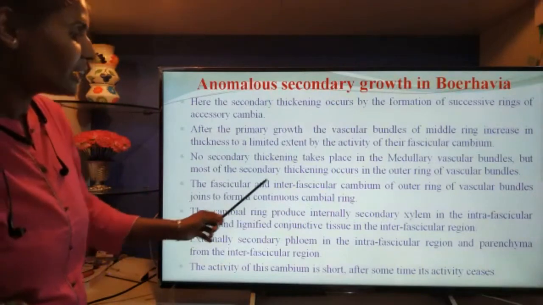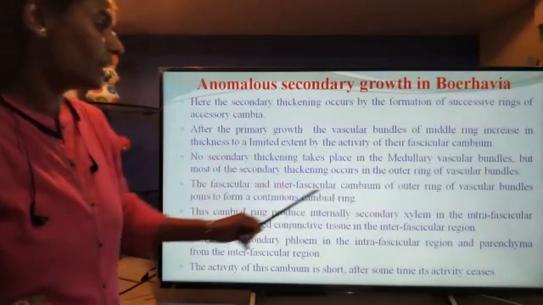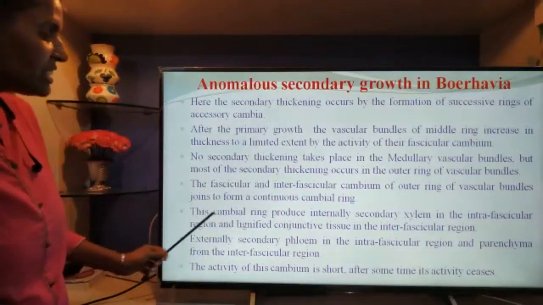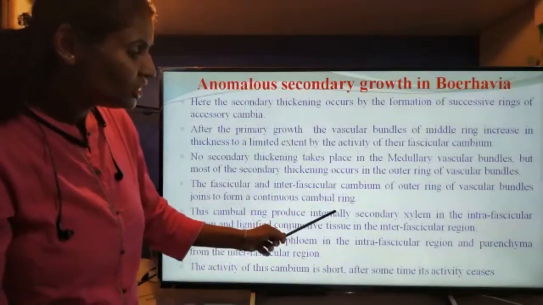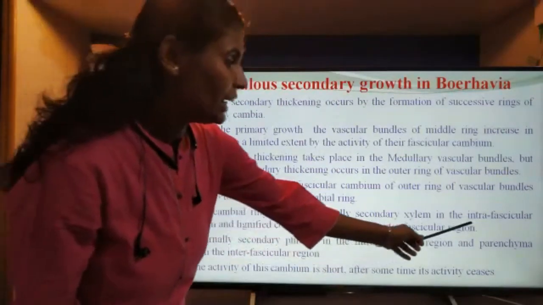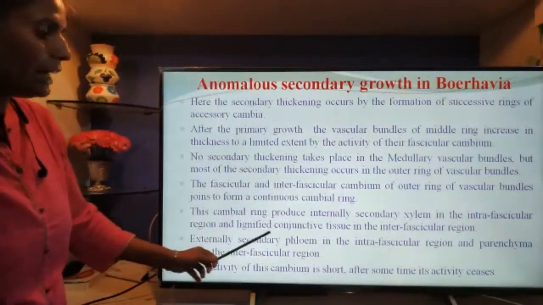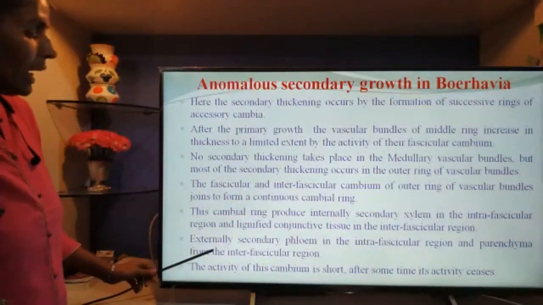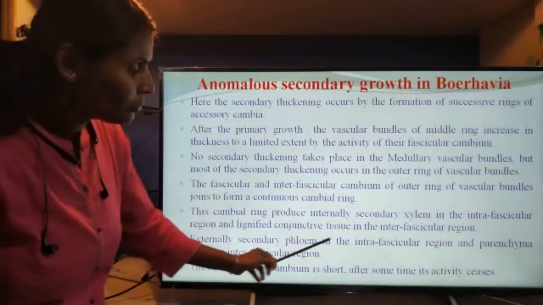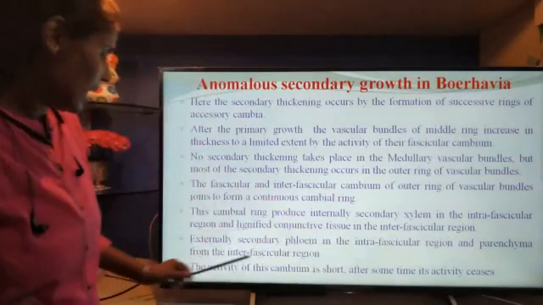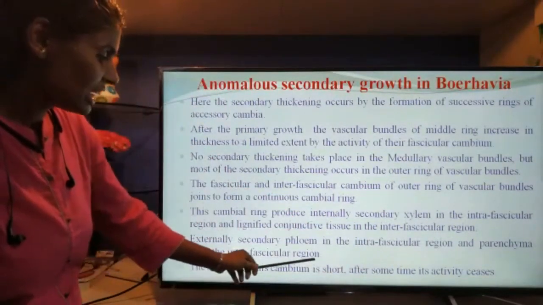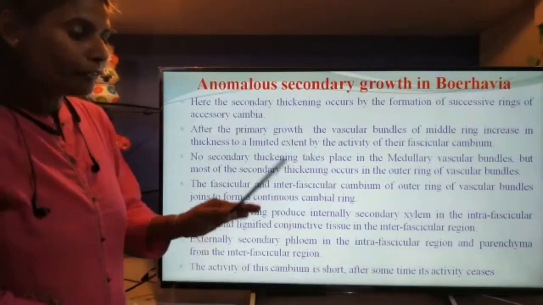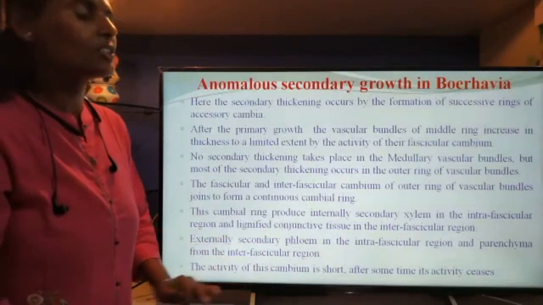The fascicular and interfascicular cambium of the outer ring joins to form a continuous cambial ring. This cambial ring produces internally secondary xylem in the intrafascicular region and lignified conjunctive tissue in the interfascicular region. Externally, it produces secondary phloem in the intrafascicular region and parenchyma in the interfascicular region. The activity of this cambium is very short. After some time, its activity ceases.